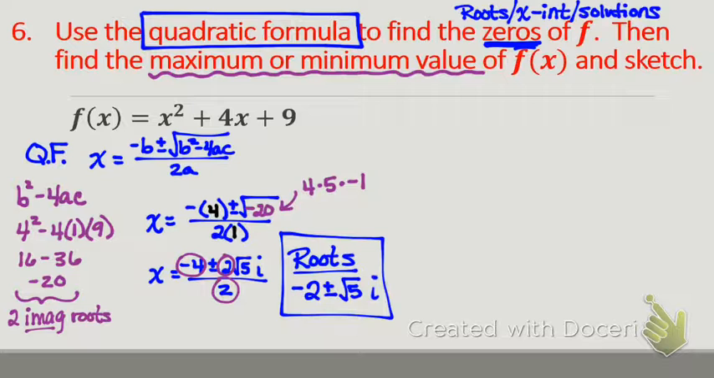I should probably scoot him over a little bit more. Maximum or minimum means I need what? How do I find my vertex? What did we just do to find the vertex? Complete the square. So we're going to complete the square here.